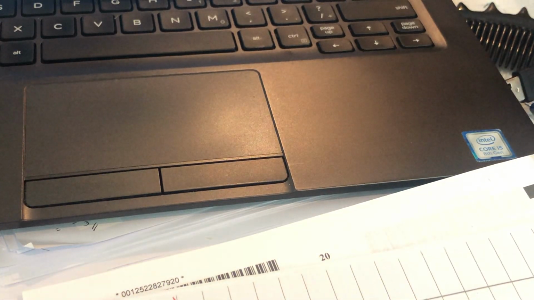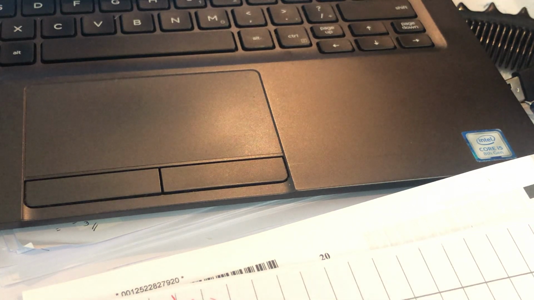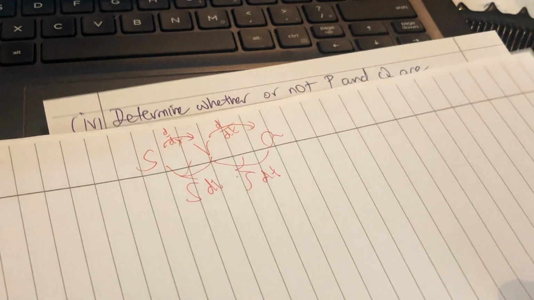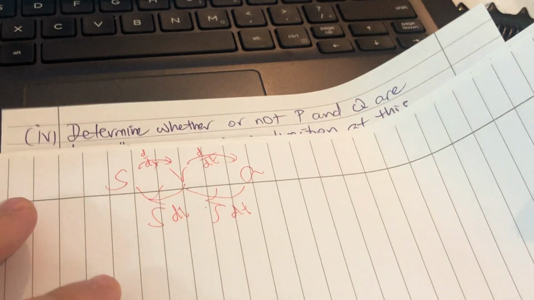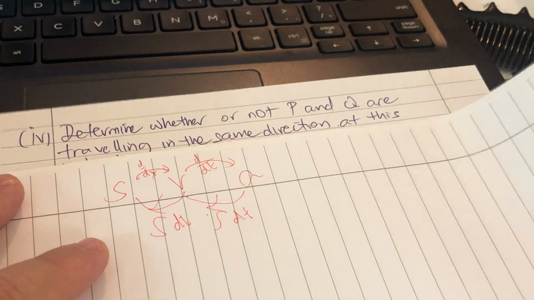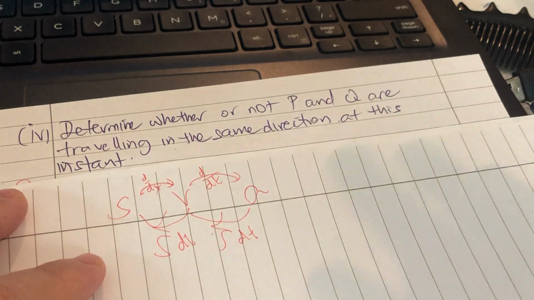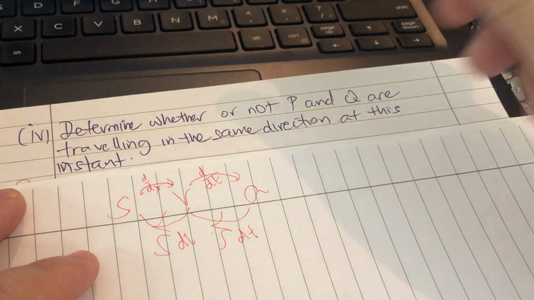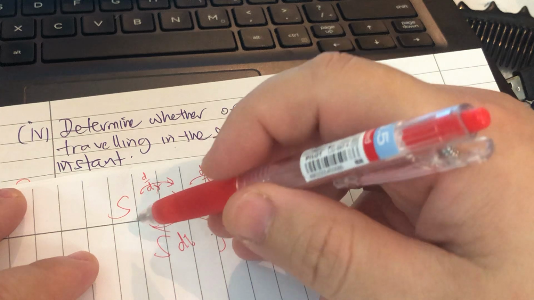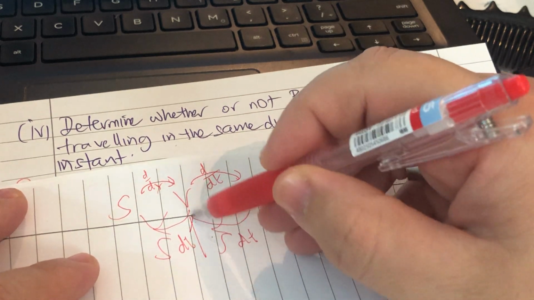Now that's all. Is that all? No. There's one more part here. Determine whether or not P and Q are traveling in the same direction at this instant. Very simple. You are all triple science students.